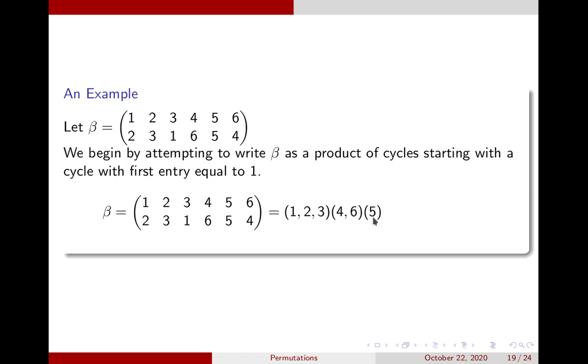And remembering that any cycle of length 1 is the identity permutation, this cycle 5 is the neutral element. We can leave it off. So for a final answer, we have written beta as 1, 2, 3 times the cycle 4, 6, a product of two disjoint cycles.